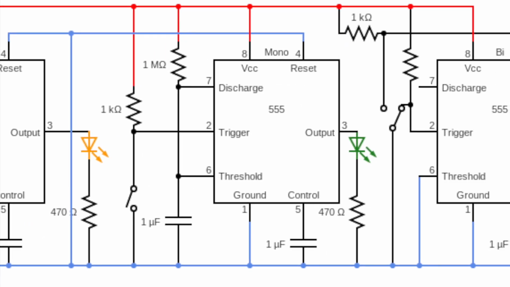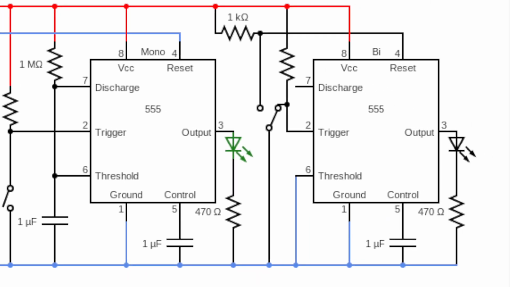The monostable clock in the middle is essentially a button debouncer. It uses a push button to create an output signal on the output pin. The bistable clock on the far right is essentially a switch debouncer. It uses an SPDT switch to determine the signal on the output.